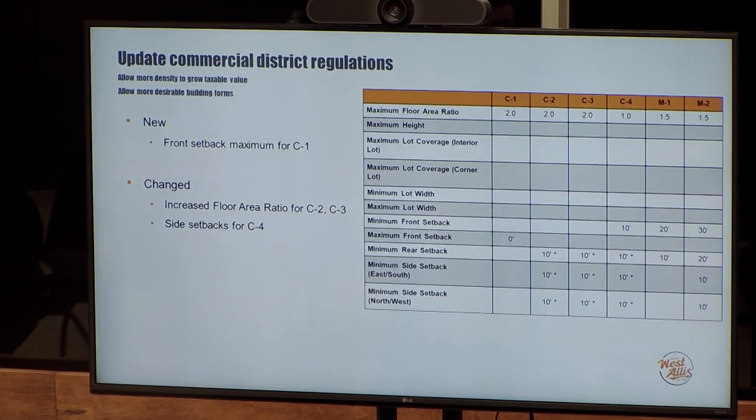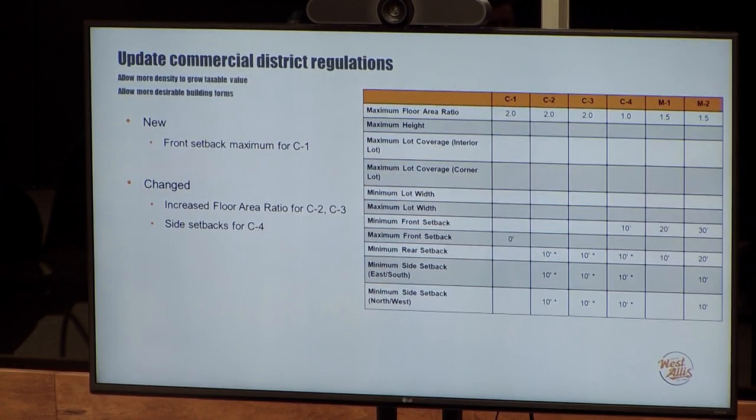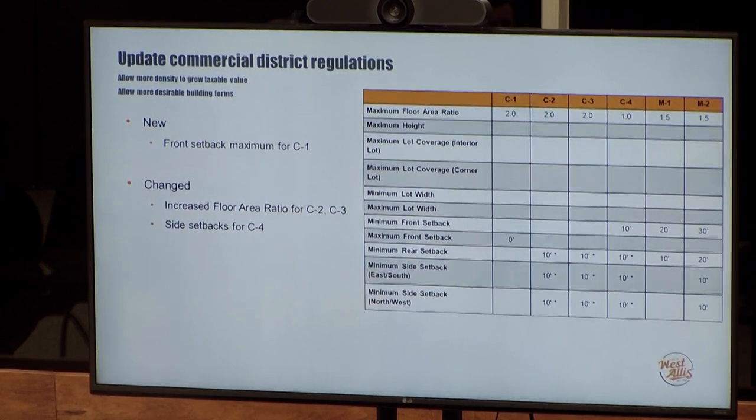And commercial zoning district regulations. Here we have maximum floor area ratios within our C1, C2 districts, and again, just promoting more density. The front yard setback in the C1 district is actually zero. If you think of our downtown West Allis area, all of the buildings for the most part are right up to the property line, right up to the sidewalk.